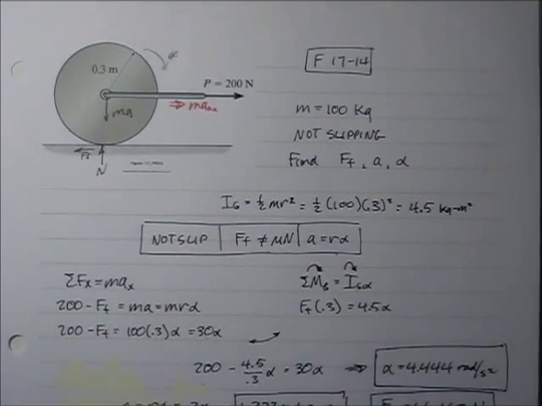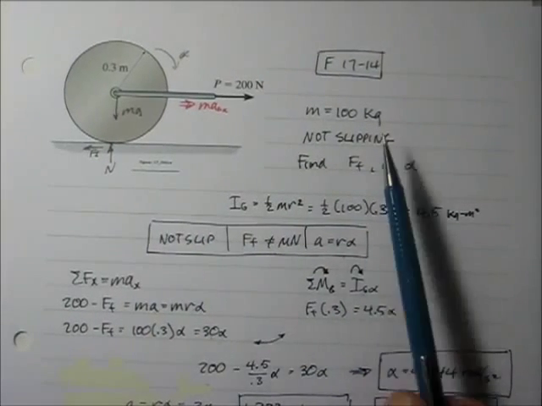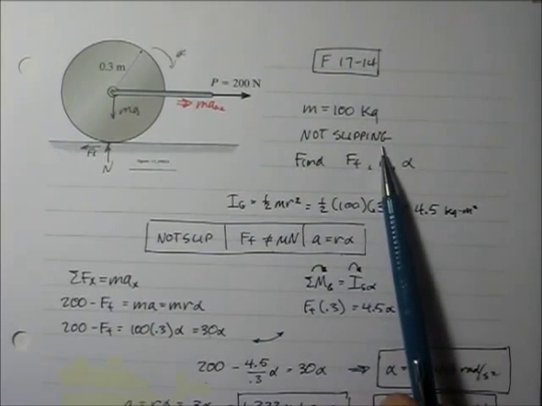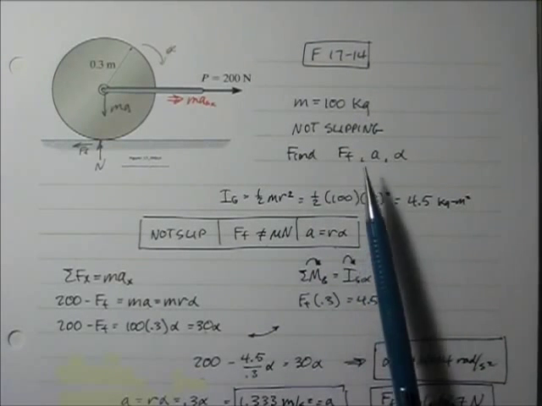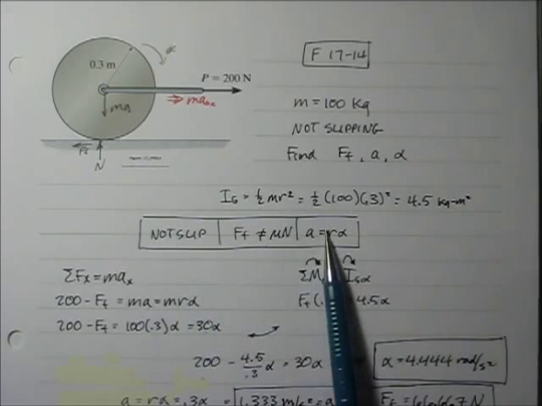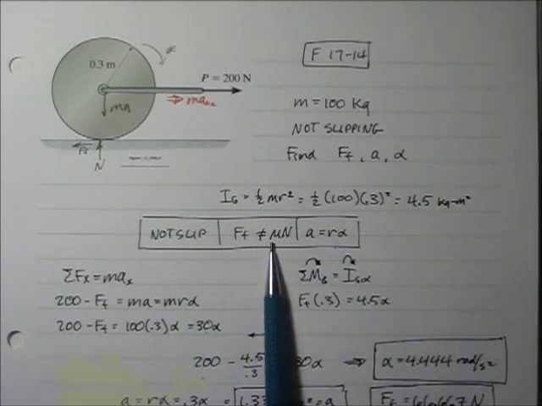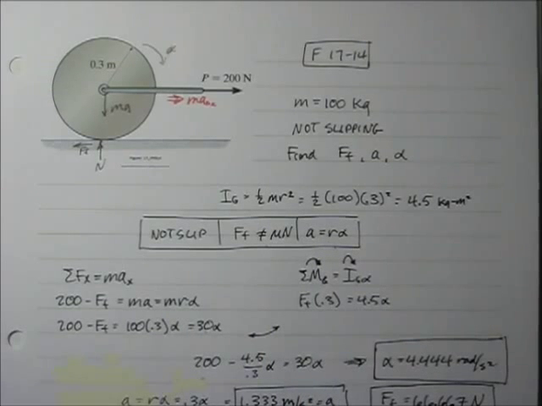Okay, this is an example problem which is fairly easy, but let me just talk you through it real quickly. Let's say we're pulling this roller with a force of 200 newtons. It weighs 100 kilograms. We're given in the problem that it's a not slip condition, and we want to find the force of friction, A, and alpha. Again, our not slipping condition says that force of friction does not equal mu normal, but A does equal R alpha.